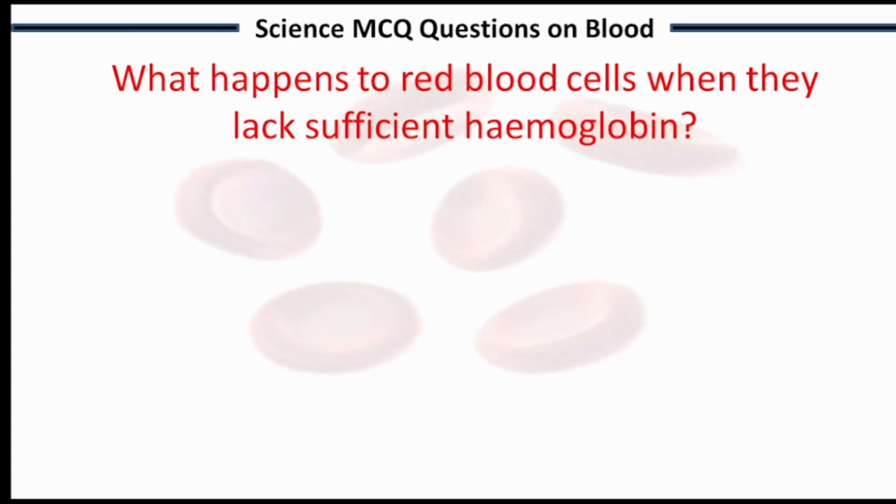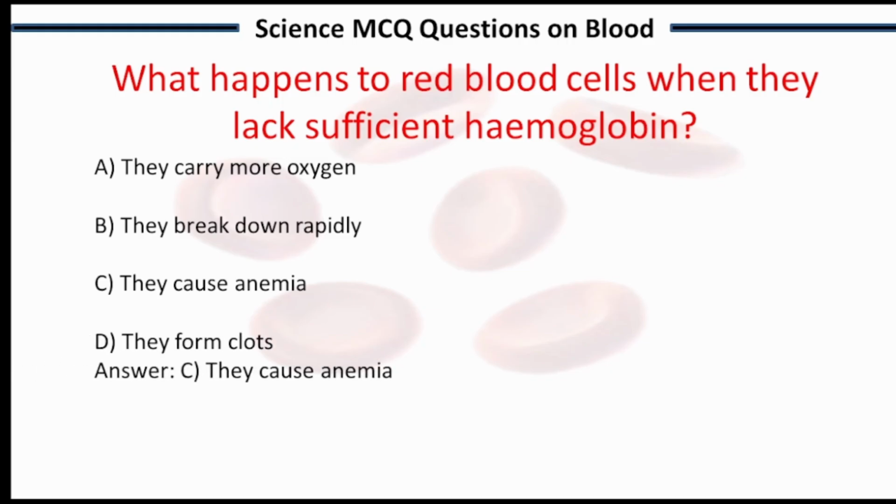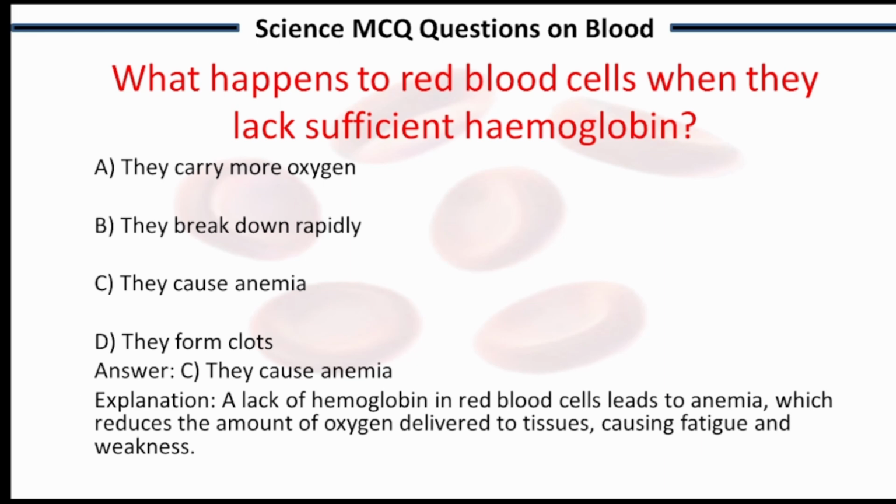What happens to the red blood cells when they lack sufficient hemoglobin? They carry more oxygen, they break down rapidly, they cause anemia, or they form clots. Right answer is they cause anemia. A lack of hemoglobin in red blood cells leads to anemia, which reduces the amount of oxygen delivered to tissue, causing fatigue and weakness.